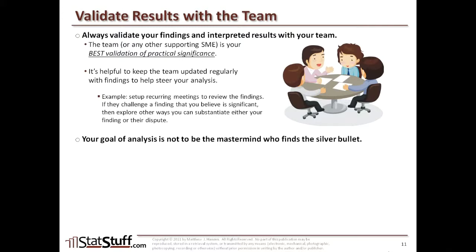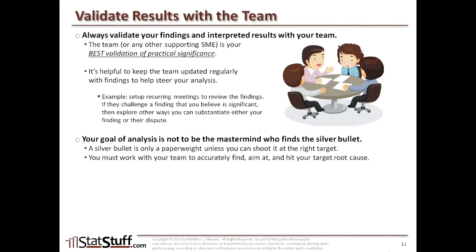You're not intended to be the mastermind. You're intended to be the one who facilitates and collaborates with the team of experts to figure out what the true root causes you're trying to solve. So if you're expected to go back and find a silver bullet, that's meaningless. A silver bullet is really only a paperweight unless you can make sure you're shooting that bullet at the right target. And that's where you need to work with your team. Let them help you and guide you in how you can accurately find, aim at, and hit the target root cause that you're trying to resolve in the first place.